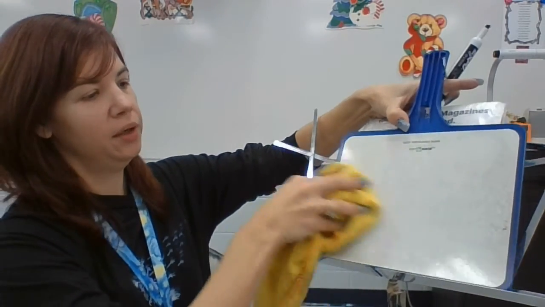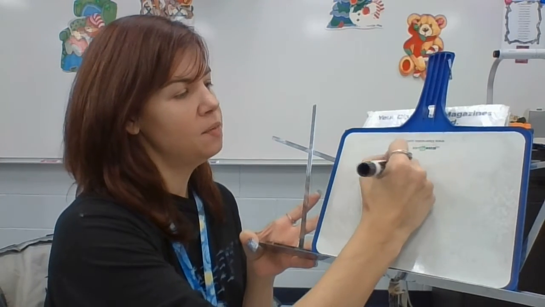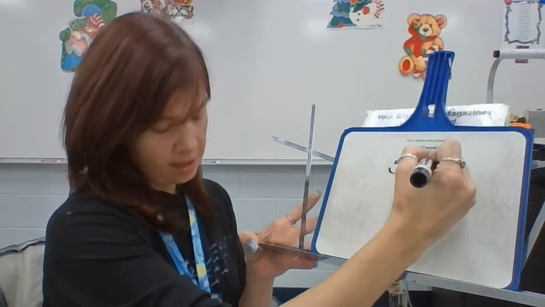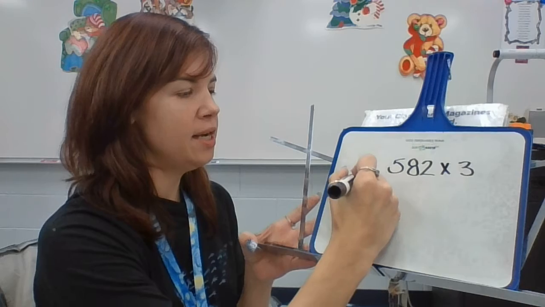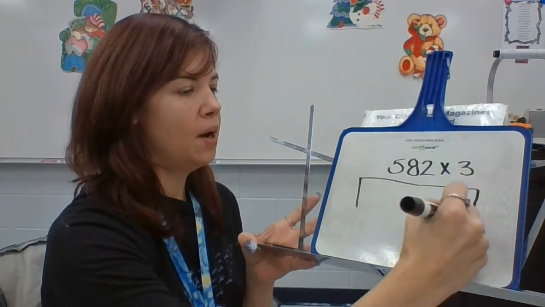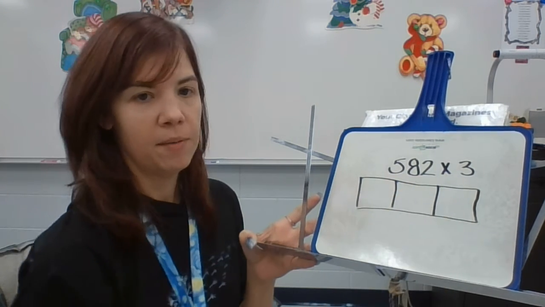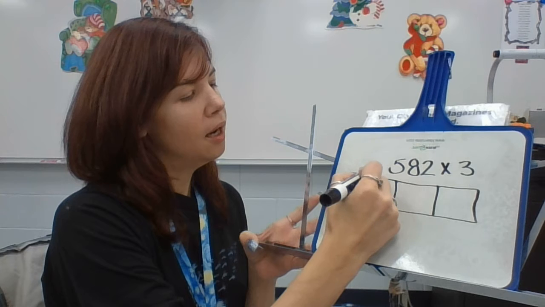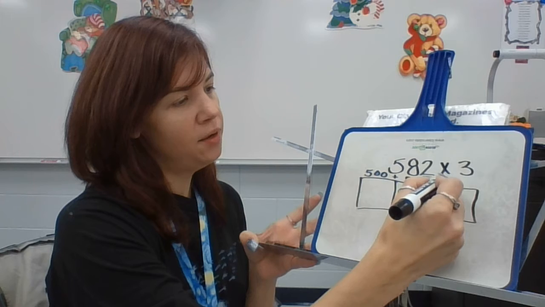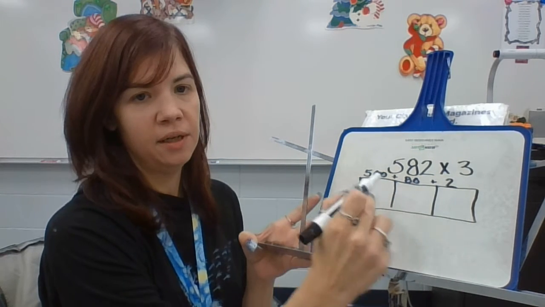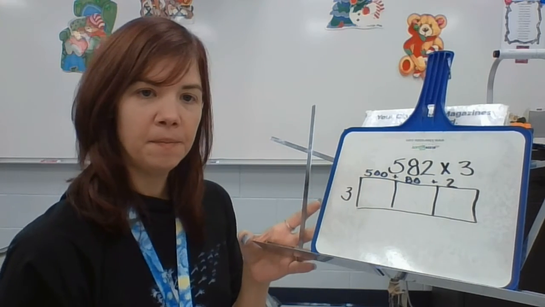And if you're struggling with it, guys, all you have to do is message me or text me and ask, and I will happily help you through this. Okay, so our next one's 582 times 3. So again, you start with your box. I have 3 place values, so I make my 3 boxes. I break apart my number into the place values, 500, 80, and 2. And then I have the 3 here.